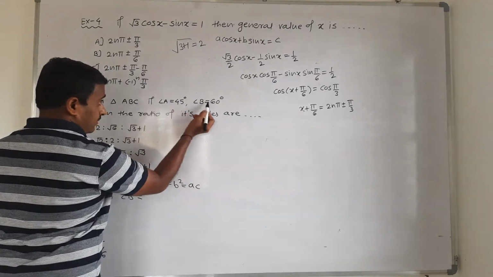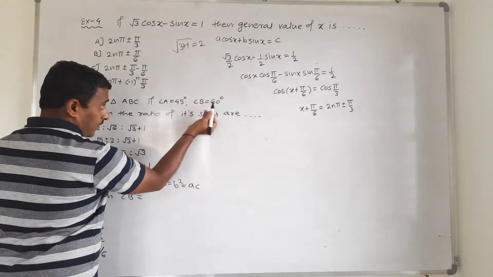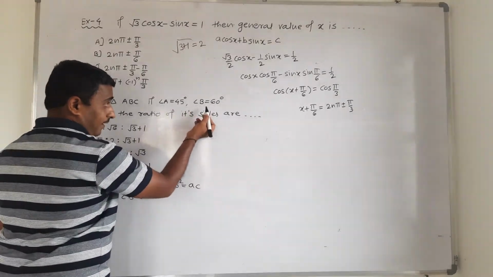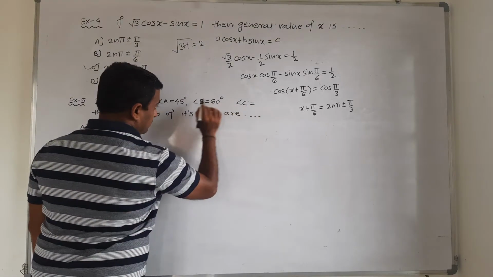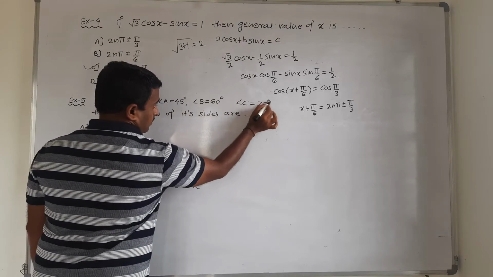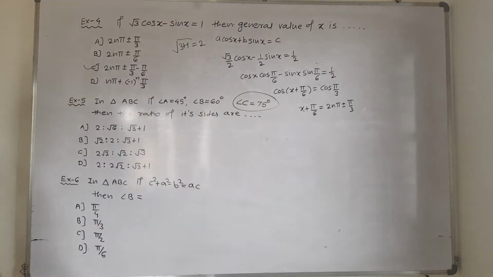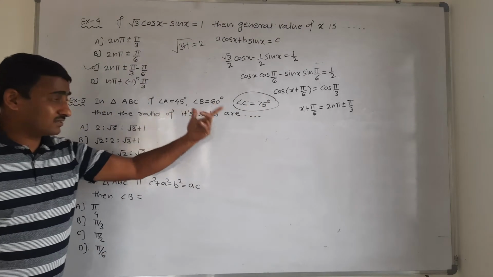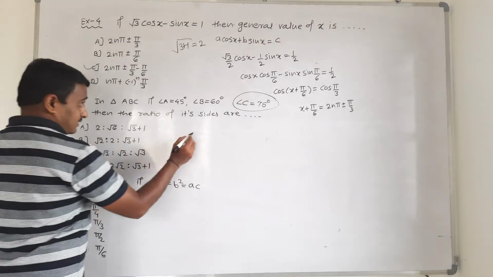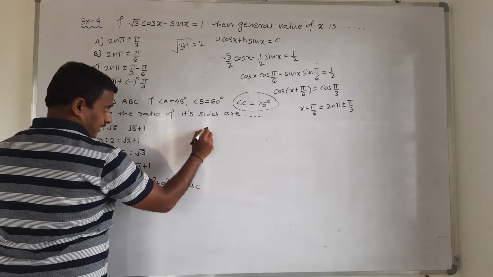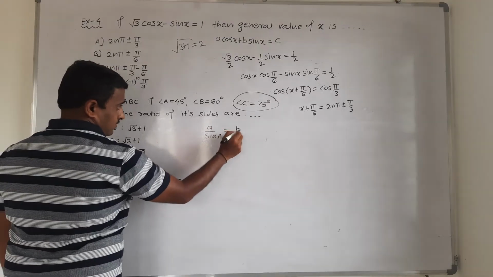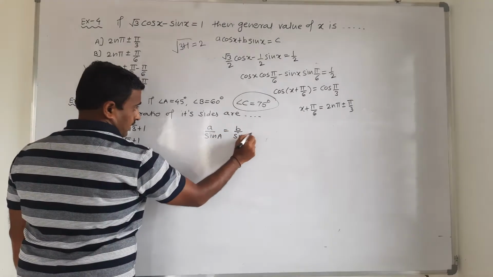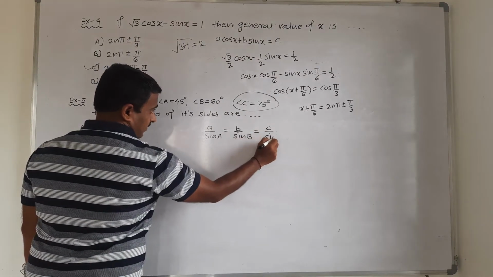Angle A is given, B is given. Then A 45, B 60, therefore total 105. Therefore angle C is automatically 75 degree. Angle C, by just observation 45, 60, then it is 75. Then by sine rule, a upon sine A, b upon sine B, c upon sine C. These are just by sine rule.